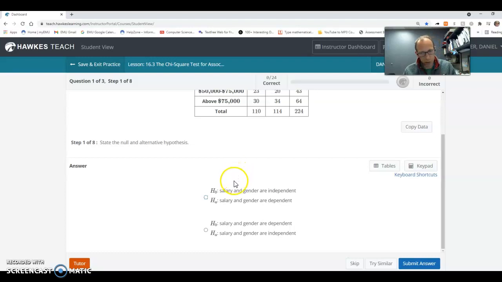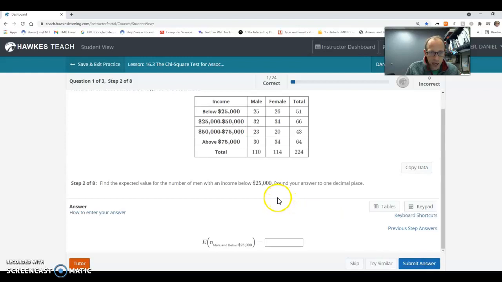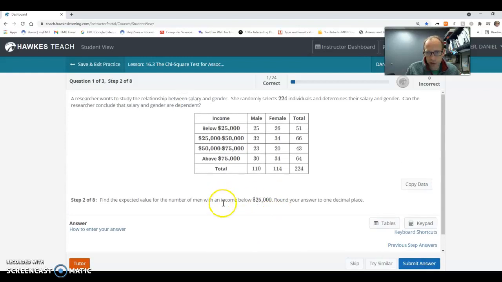Maybe I'll go ahead through the first couple. So the null hypothesis is always the nothing hypothesis. In other words, they're independent. They have no connection with each other. So this is going to be our first answer here. And then we have some specific values.